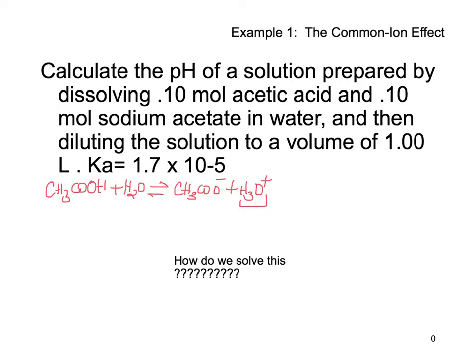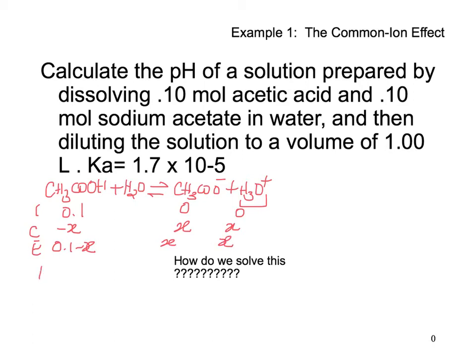So if you were to set up an ICE problem, you would say the initial concentration of acetic acid is 0.1. Of course, acetate as well as hydronium are 0. But if X moles of acetic acid go through the ionization, X of acetate and X of hydronium will get generated. And hence at equilibrium, 0.1 minus X will remain, X of acetate will remain, X of hydronium will remain.